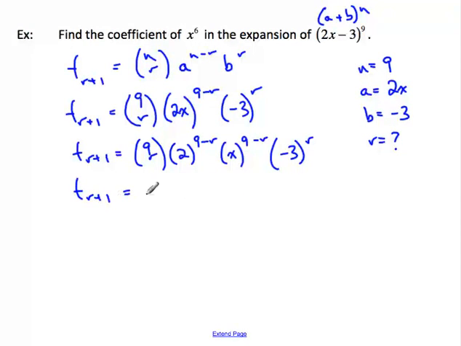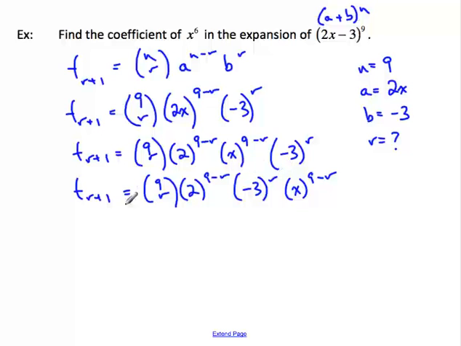Term r plus 1 is equal to 9 choose r, 2 to the power of 9 minus r, negative 3 to the power of r, and x to the power of 9 minus r. Now, in order for this thing to have an x to the power of 6 in it, 9 minus r has to be equal to 6, so that this is a 6. So for x to the 6, 9 minus r has to be equal to 6, so r is equal to 3.